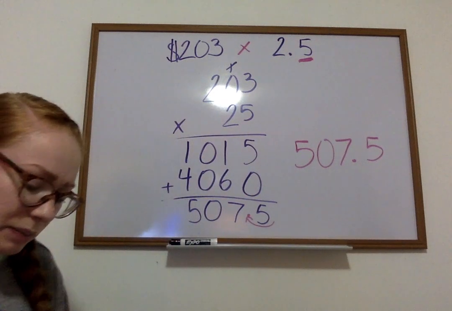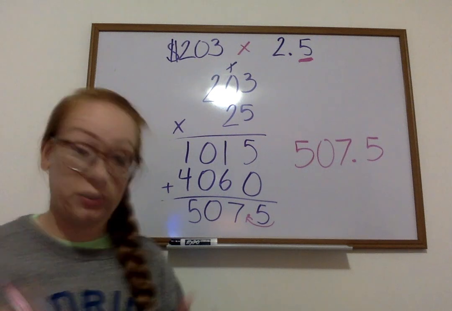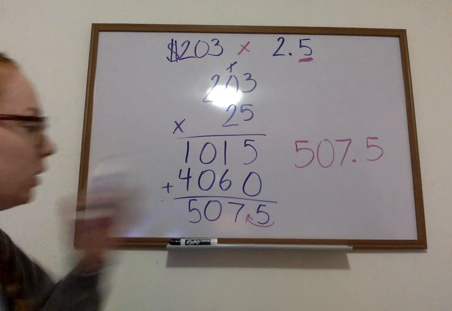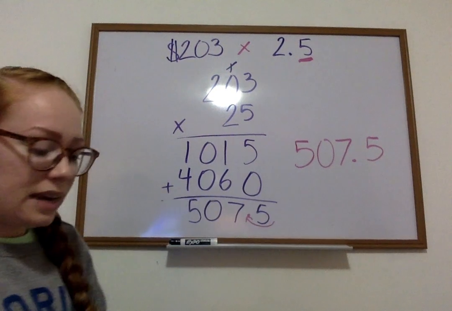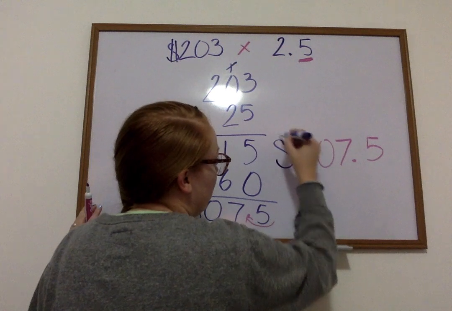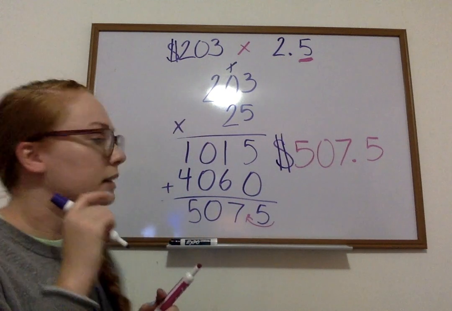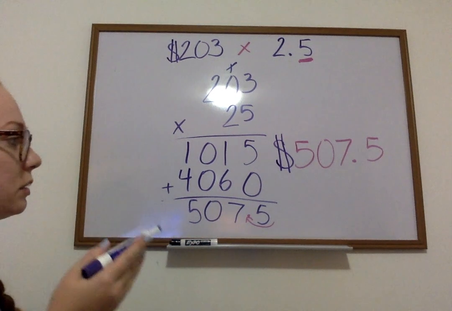But if I think back to my problem, it's talking about money here. They want to know how much money it's going to cost for this party they're talking about. Well, if I got this answer, now I need to change it to money. So, of course, I'm going to put the money sign in front. And then I'm going to look. $507.5.